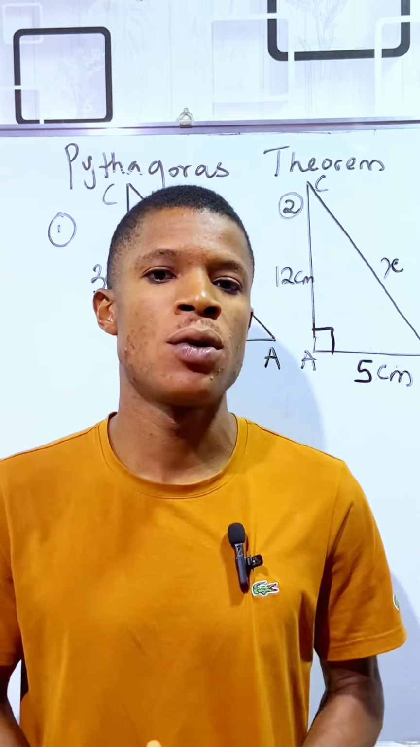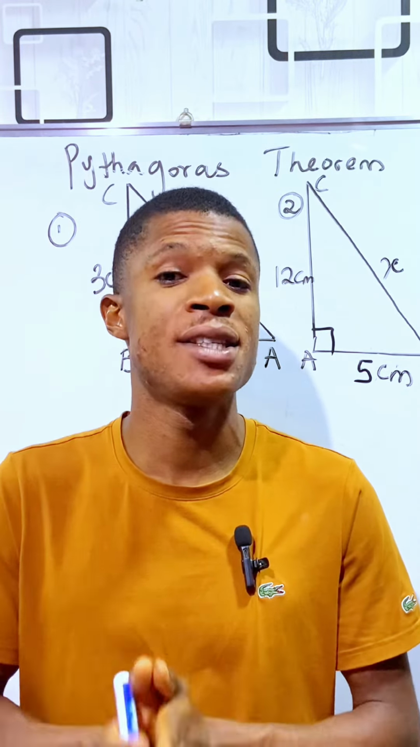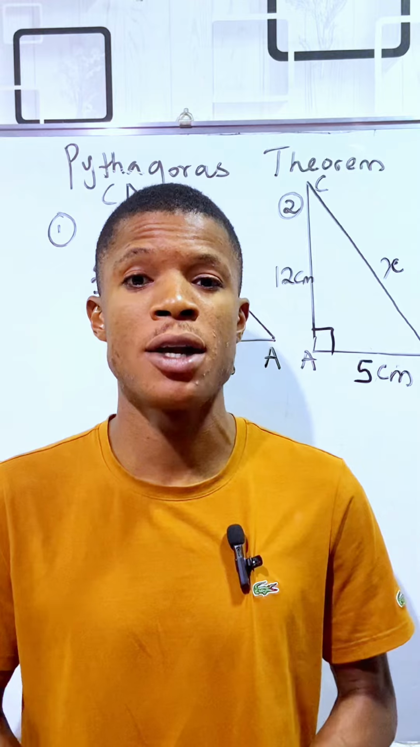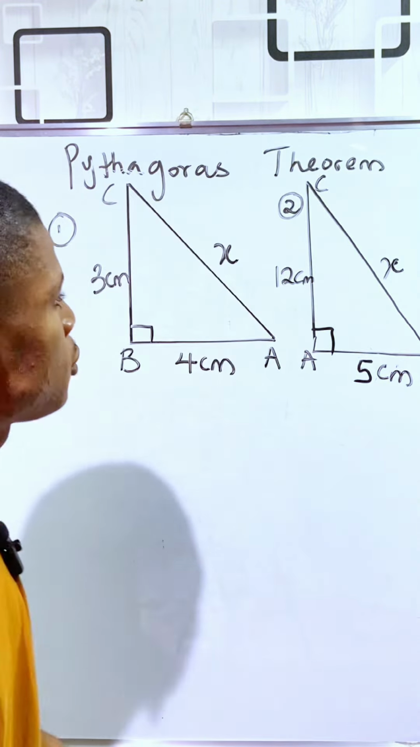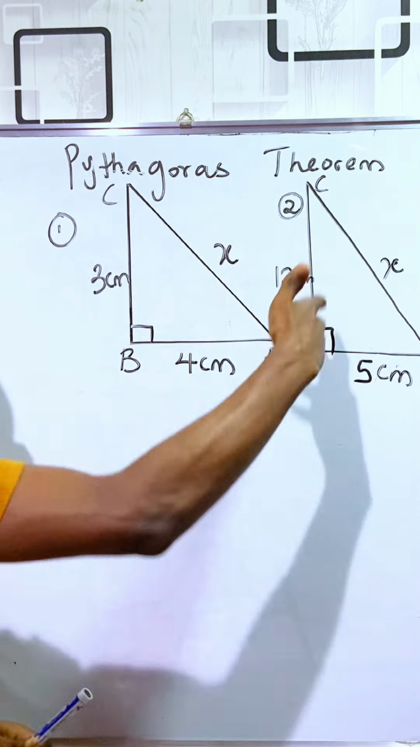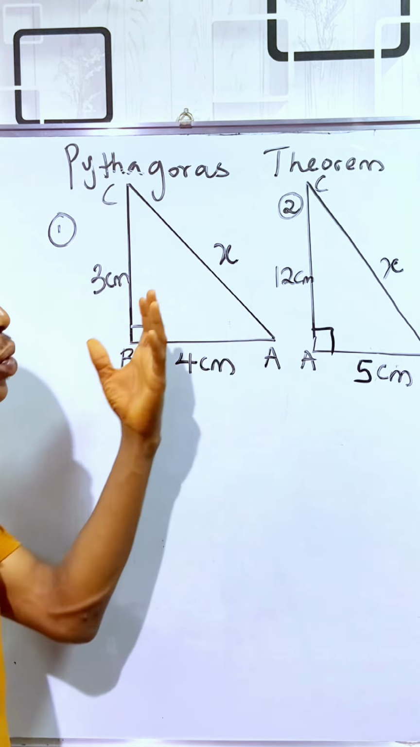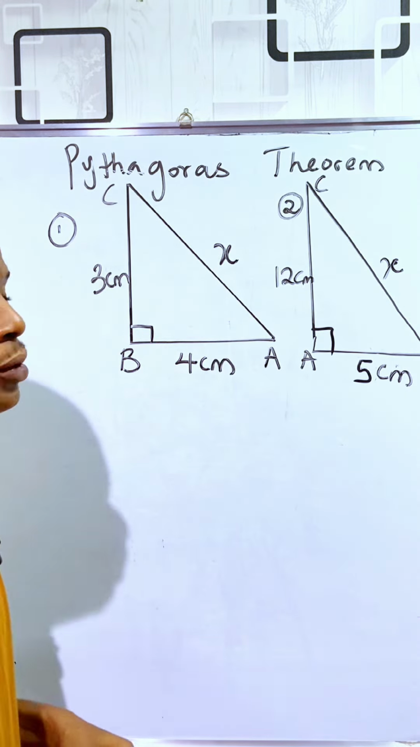Application of Pythagoras rule in finding the missing side of a right angle triangle in 2 seconds. Okay, here we are told to find the missing side x in the two right angle triangles on the board.